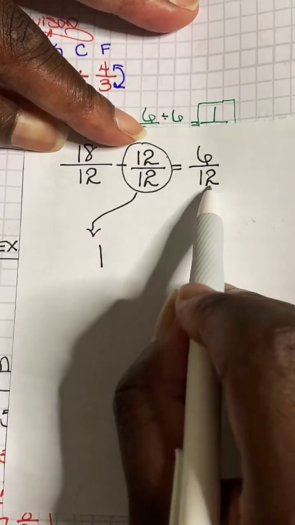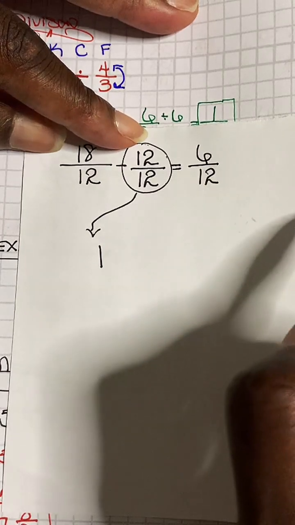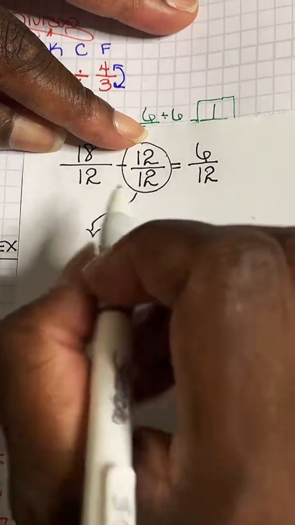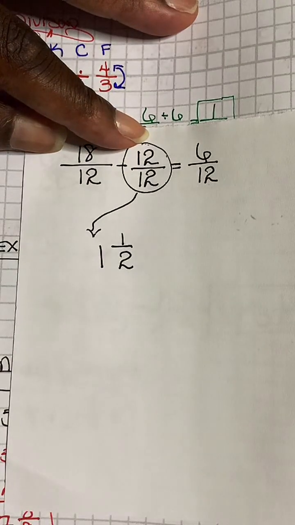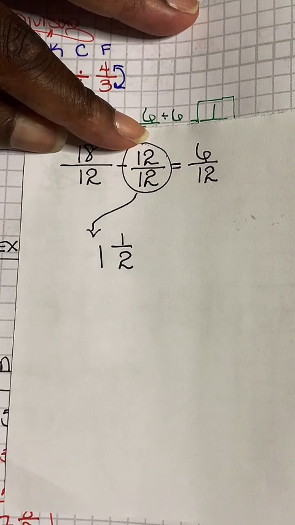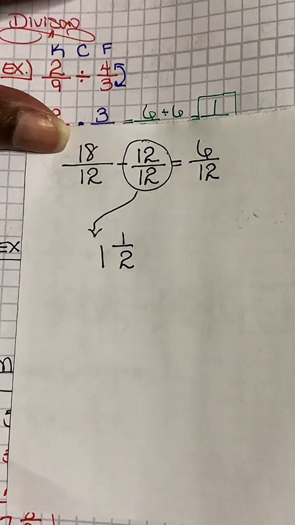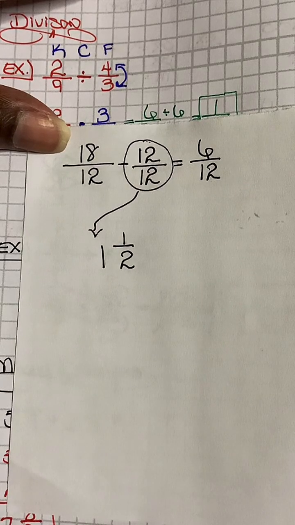Now, 6/12 is a proper fraction, but it can be reduced to 1/2. Okay? All right, so we got 1 and 1/2. So when the numerator is bigger than the denominator, you have to subtract the whole number. Yes, Ohio. Okay. It's almost like you're basically doing what you would normally do for mixed numbers.